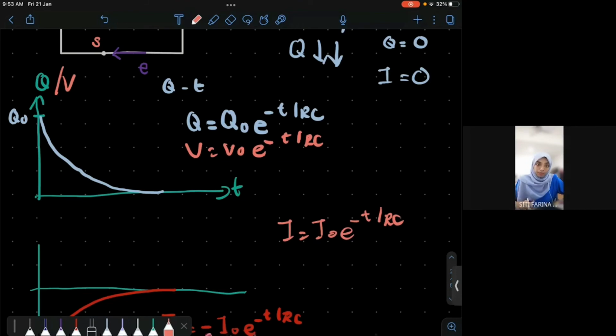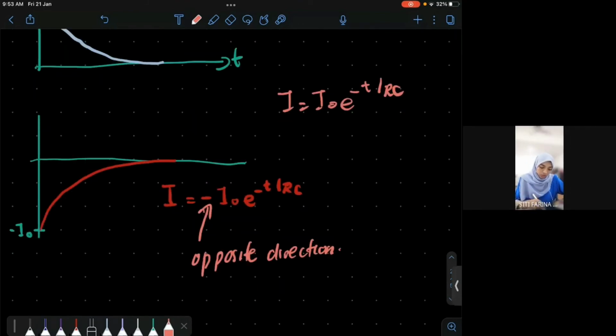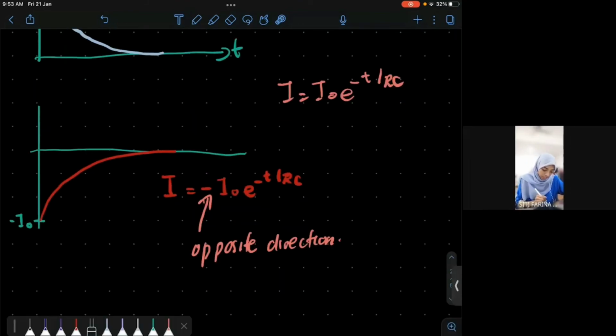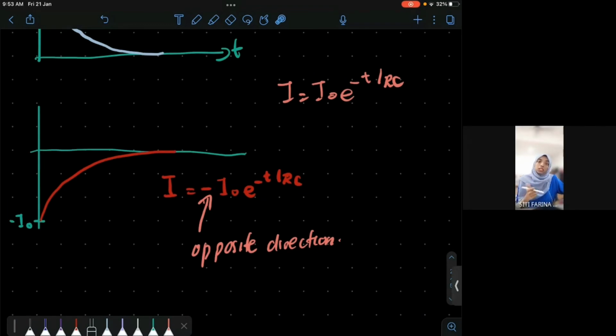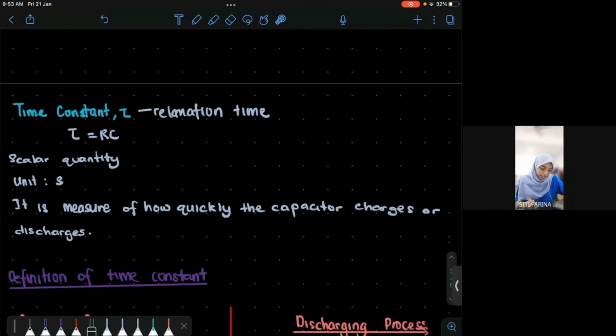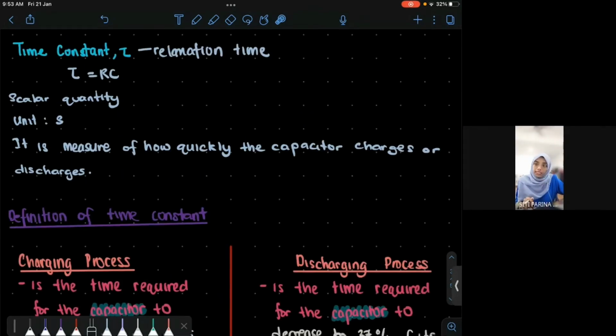Konsep dia sama, so kita boleh guna. And then ini untuk current. This is just to indicate it flows in the opposite direction. Alright, so you should be able to sketch, use the equation juga, dan juga explain the process of charging, discharging. And then last part here, time constant. I still have 7 minutes.